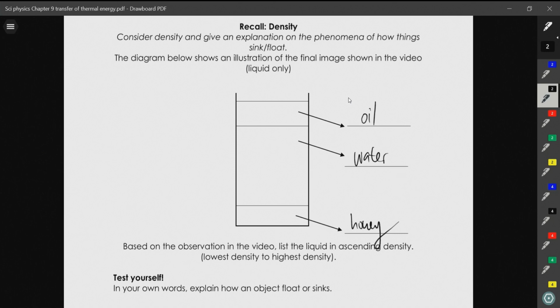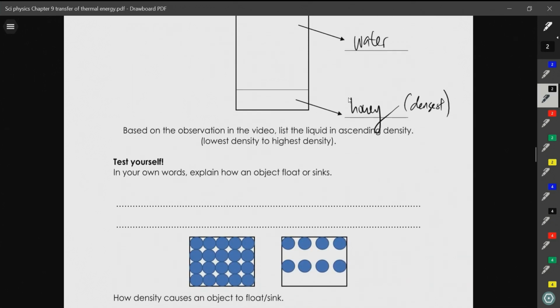This is because this is the densest, and this is the least dense, while water is in between. So explain in your own words how an object floats or sinks. It's because of density.